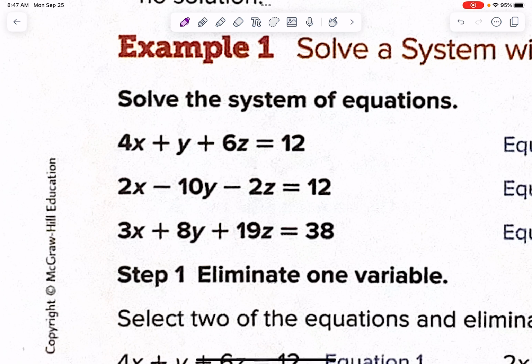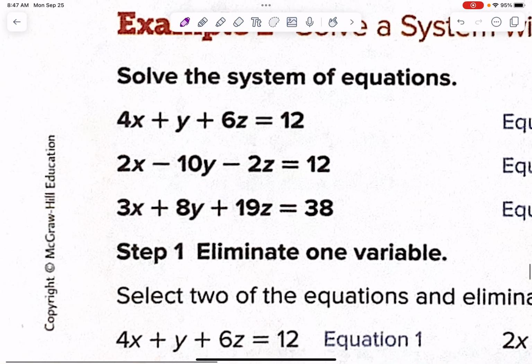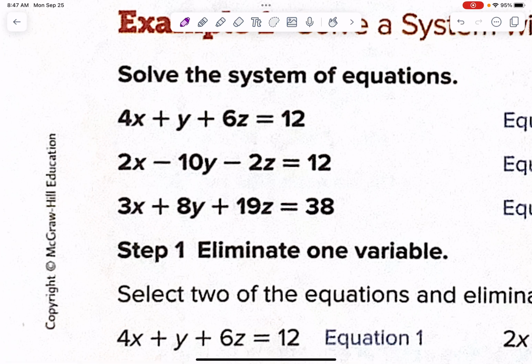So what we're going to go ahead and do is, they have these designated as equation 1, equation 2, equation 3, okay? So we're going to refer to them as that, and we're going to try to eliminate a variable, okay? When we look at all 3 of these equations, when we add stuff together, we have to eliminate the same variable in all 3 spots, okay? And so I think on Friday, you guys chose to do x, maybe?